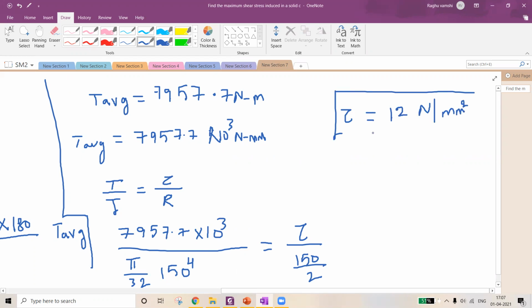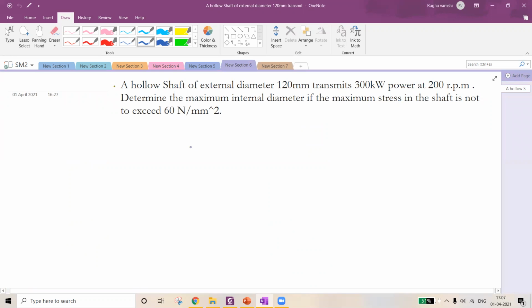So this is a basic problem based on the relationship between power and torque. We are going to solve another basic problem based upon power and torque.